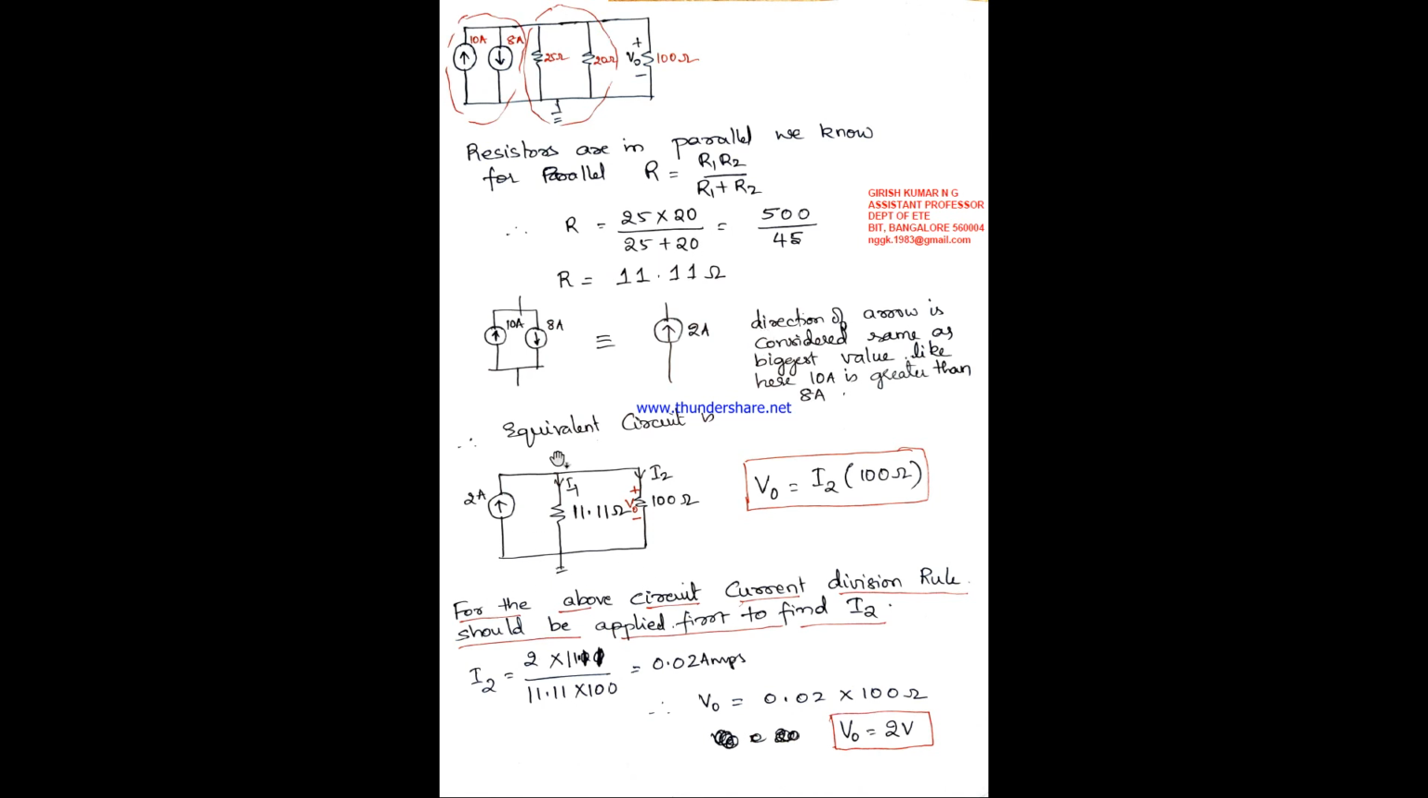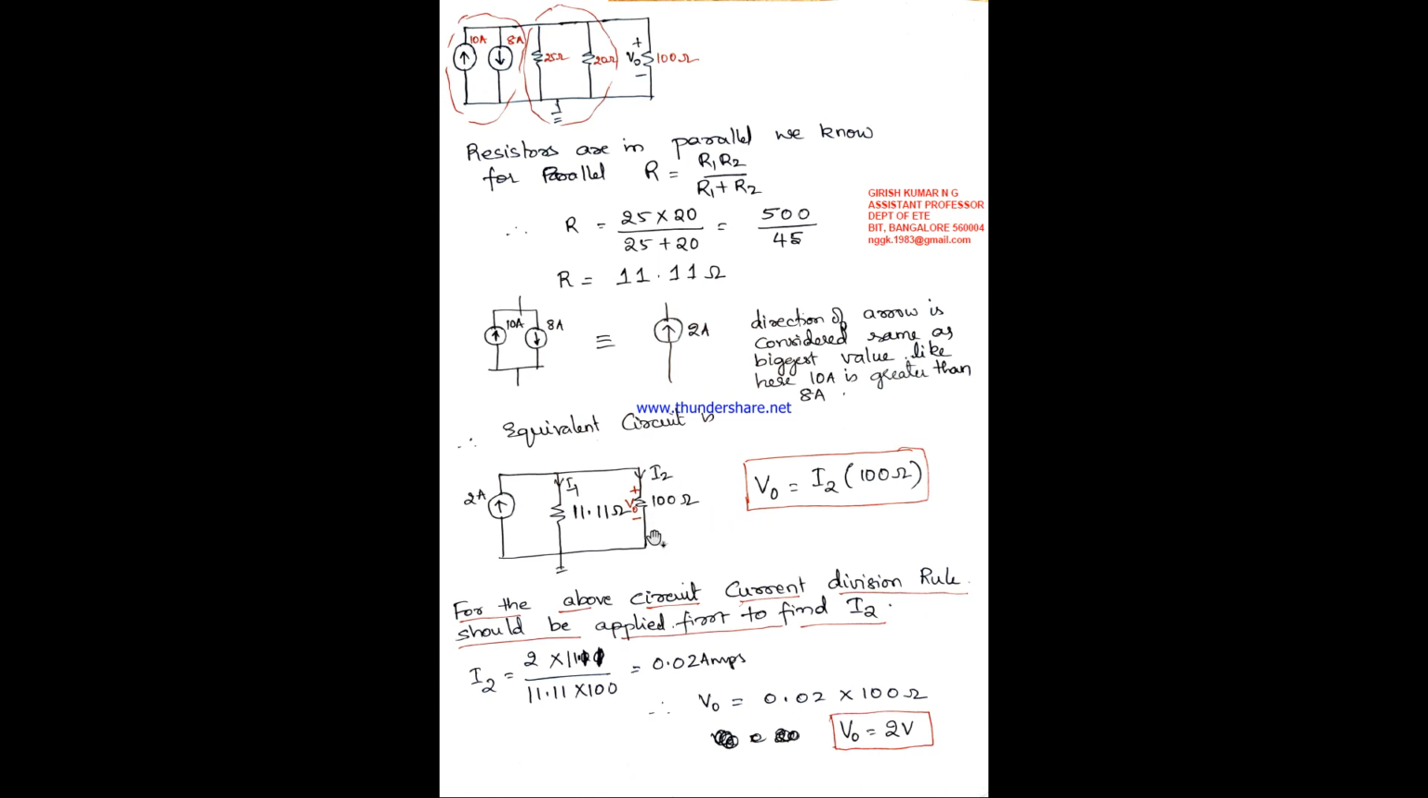Now I have a current source connected in parallel with 11.11 ohms, which is an equivalent parallel circuit value, and then connected in parallel with 100 ohms. My job is to find the voltage across 100 ohms. So what will I do? This 2 amps will behave as a total current and it gets divided into currents I1 and I2. So the current division rule is applied here. Why? Because the voltage across 100 ohms is equal to the current flowing through that 100 ohms multiplied by 100, according to Ohm's law, V equals I into R.